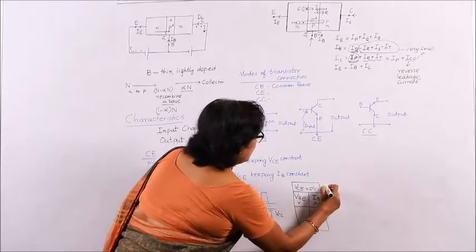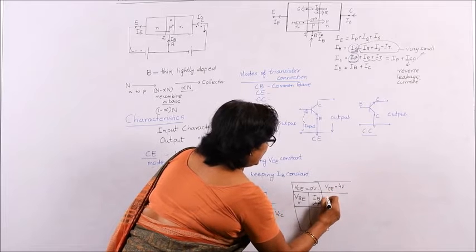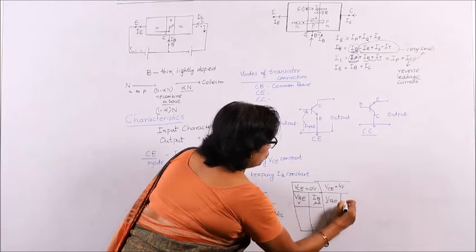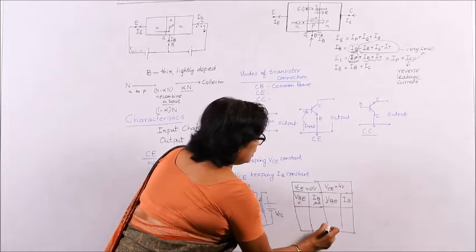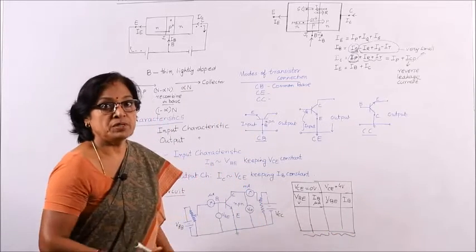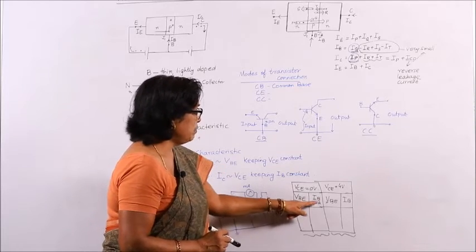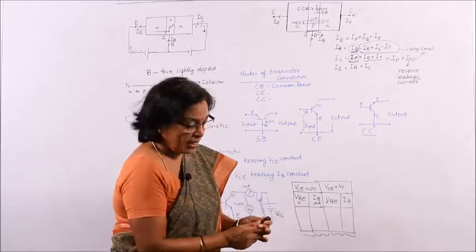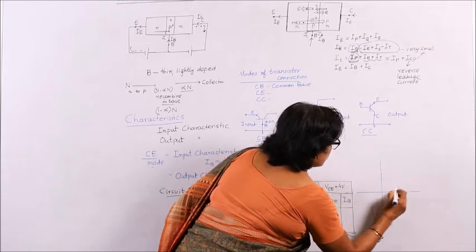Then you make VCE equals to let us say 4 volt. Again you change the base emitter voltage and find out the base current. This is one graph you will obtain. With these readings you will obtain another graph between base current and base emitter voltage. So, when you plot the graph, what you will get is like this.